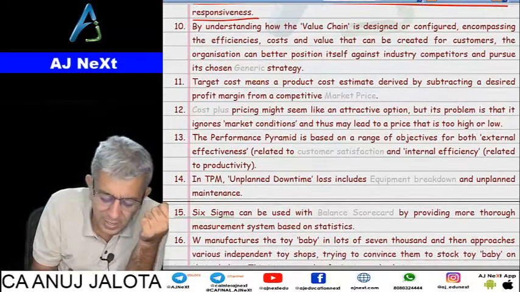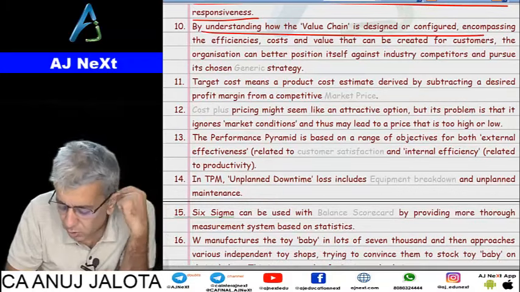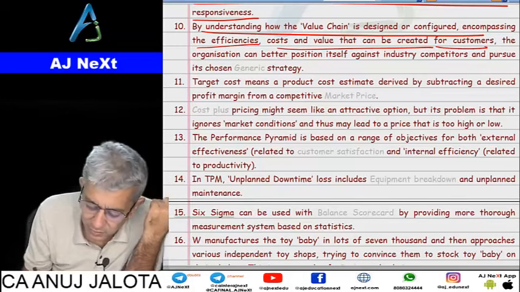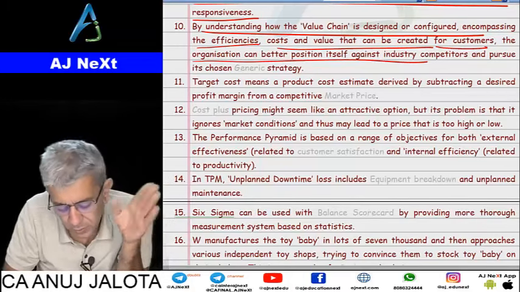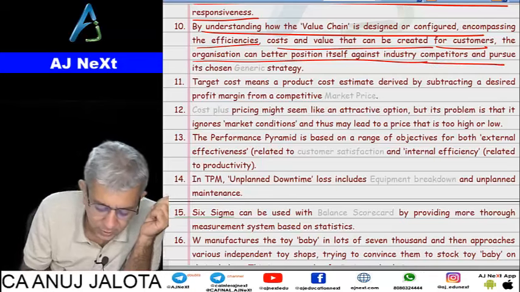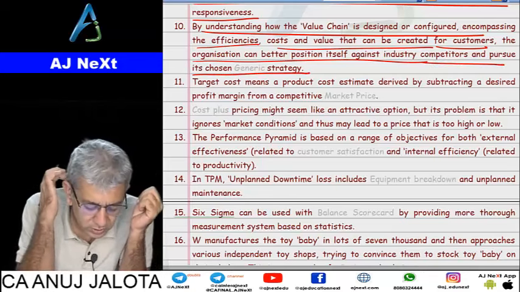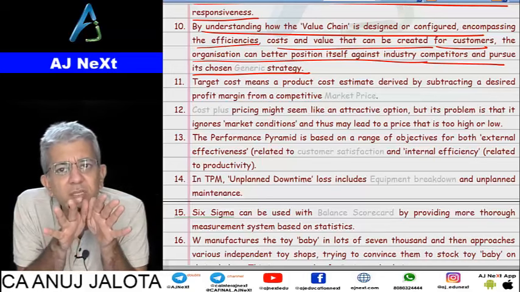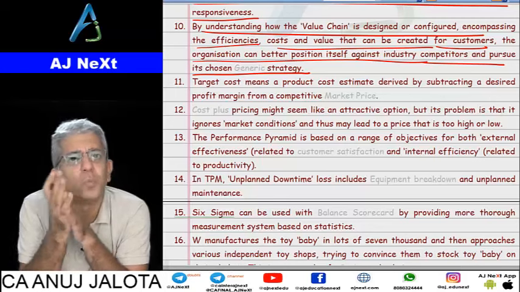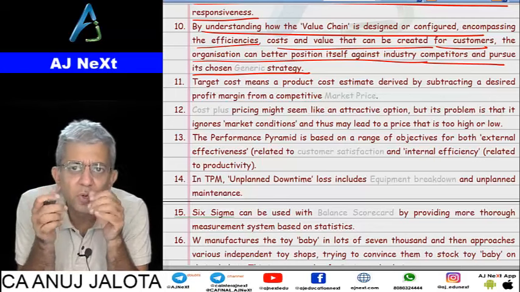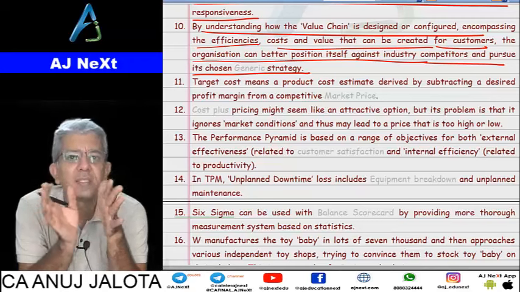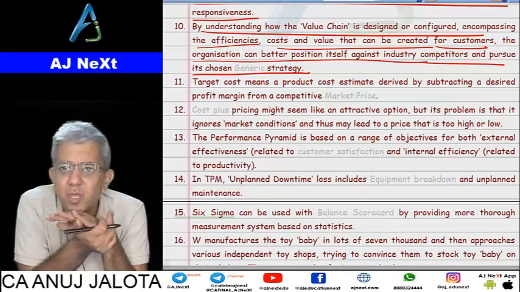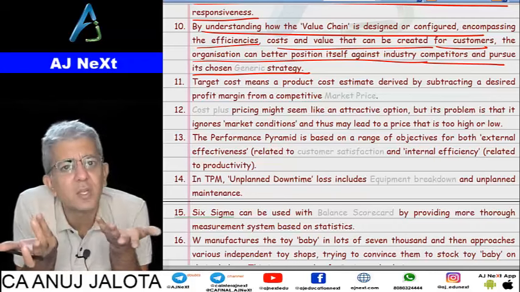Further, by understanding how the value chain is designed or configured, encompassing the efficiencies, cost and value that can be created for the customer, the organization can better position itself against the industry's competitors and pursue its chosen generic strategy. Generic means something that can be applied in most cases. Therefore, your value chain is designed not for one company or specific type of companies, it's designed for every type of company. So you can go for the strategy that you have selected.